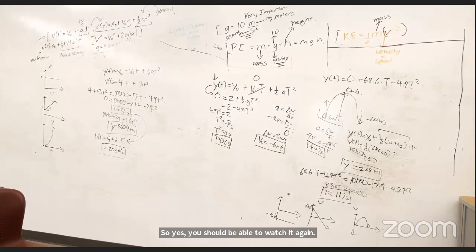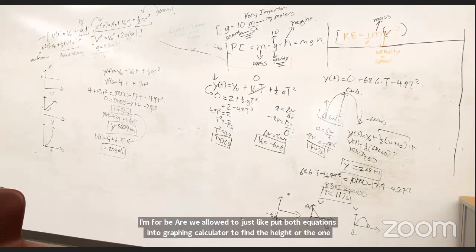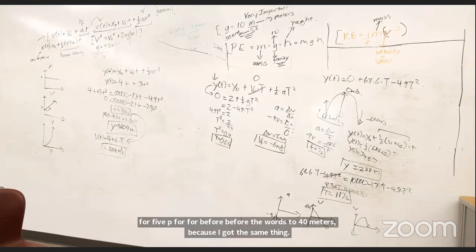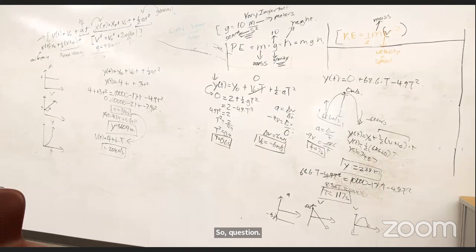For B, are we allowed to just like put both equations into a graphing calculator to find the height, or the one equation into a graphing calculator? For 5B? For 4B? 4B, where it's 240 meters, because I got the same thing. So, that's a good question. Yeah, that's fine, I think. That's fine. Okay, thank you.